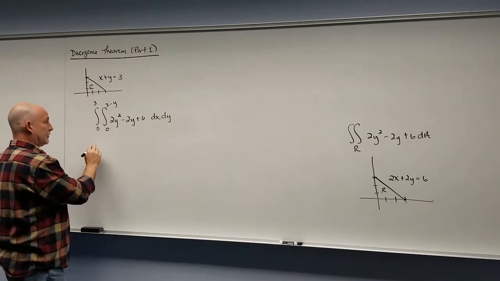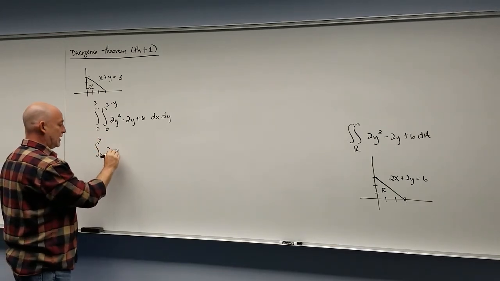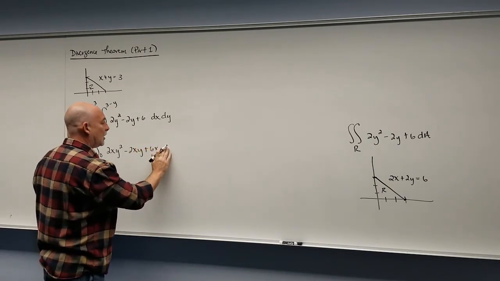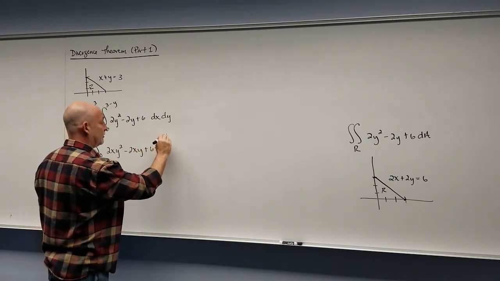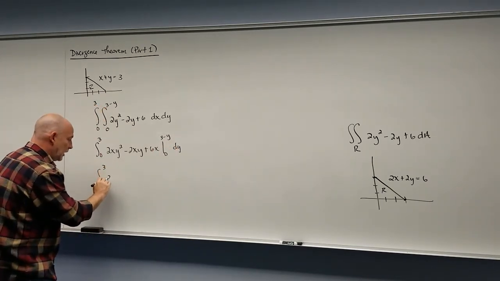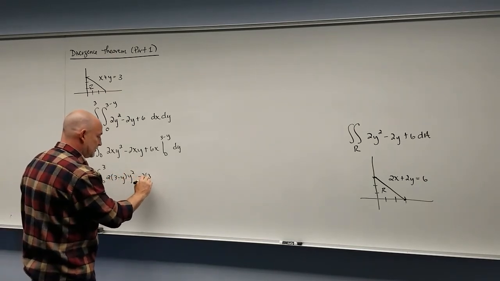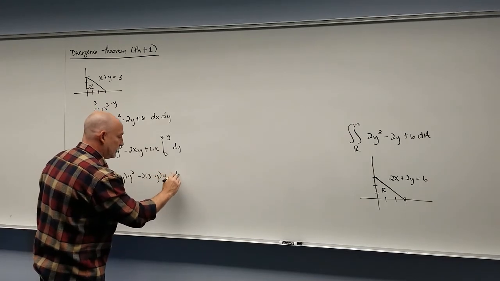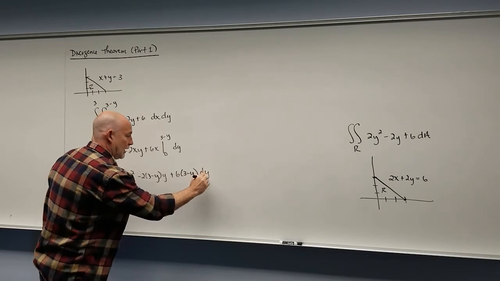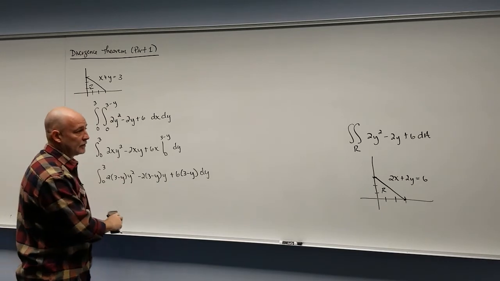All right, so let's go ahead and integrate this. A lot of arithmetic ahead. So we go 0 to 3, this is going to be 2xy squared minus 2xy plus 6x evaluated from 0 to 3 minus y dy. So the integral from 0 to 3 of 3 minus y times y squared, minus 2 times 3 minus y times y, plus 6 times 3 minus y, dy. Okay, right, so everywhere there's an x, we put our 3 minus y. So let's go ahead and distribute this.